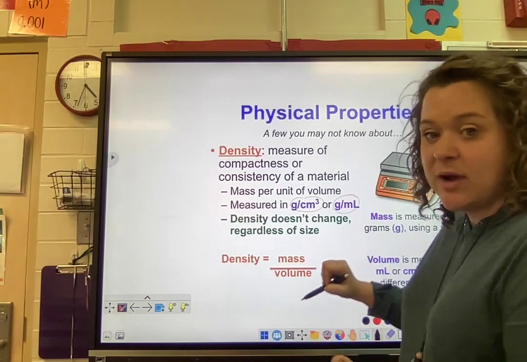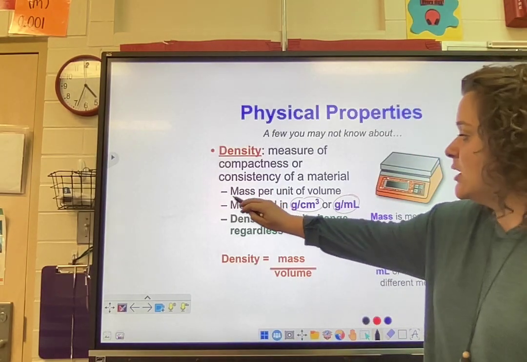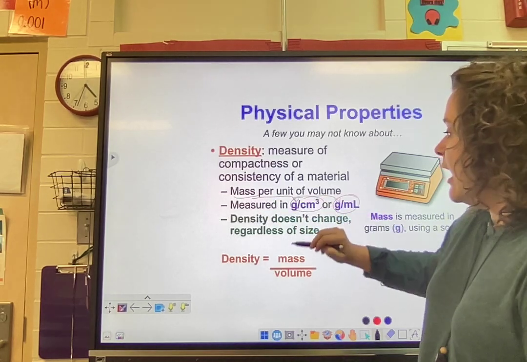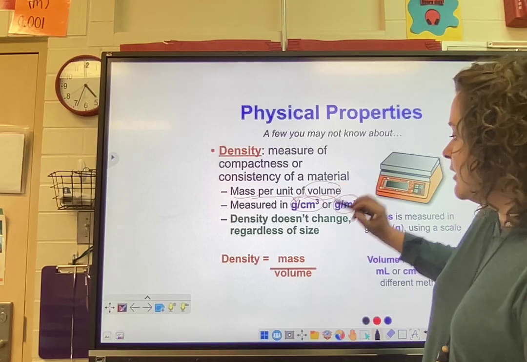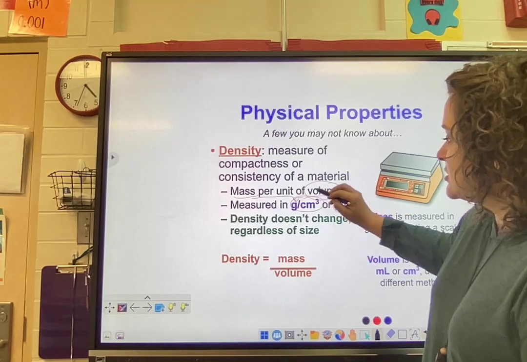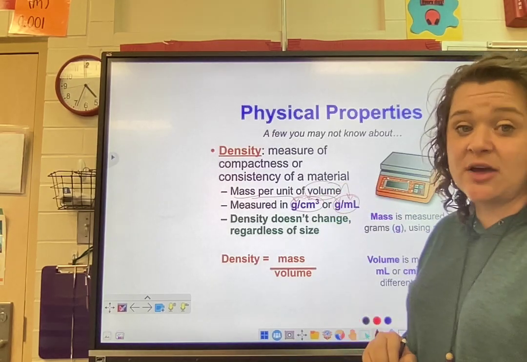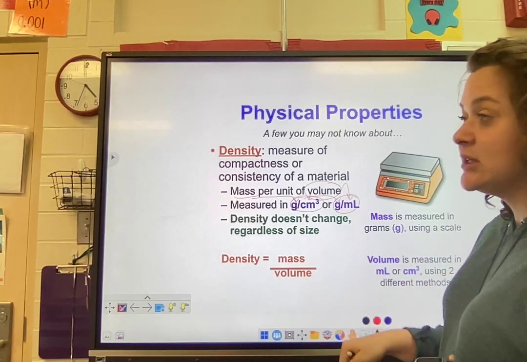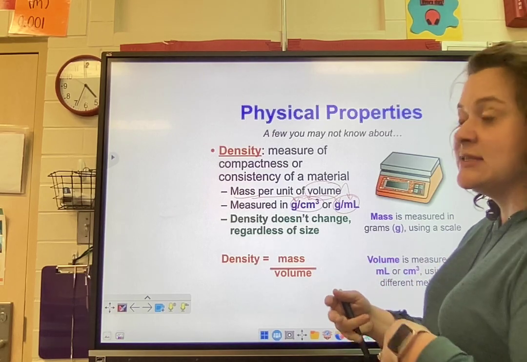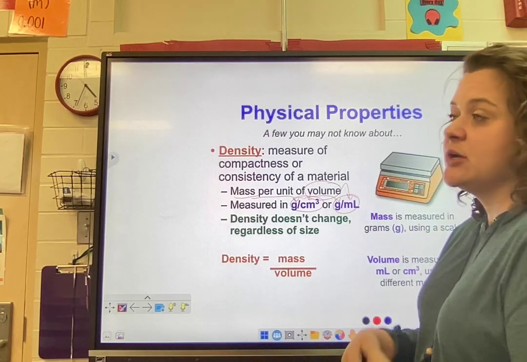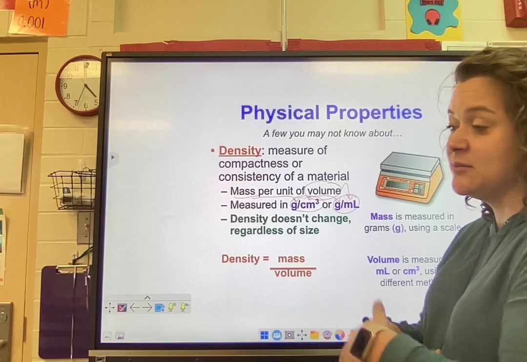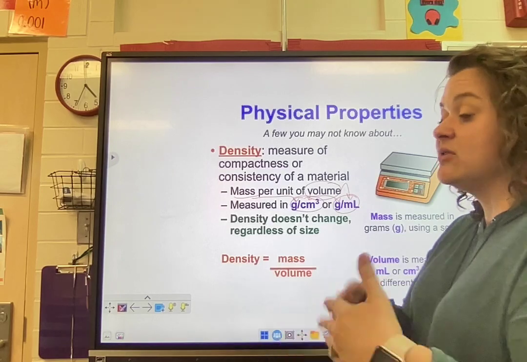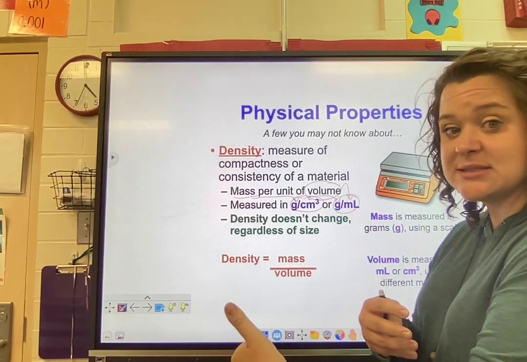And the reason for that is because we have mass, and we know that the unit for mass is grams, and we are also measuring the volume. We know the volume can be measured in milliliters, or centimeters cubed if it's a solid. Density does not change regardless of the size of the object, because it's a physical property. Even if we cut the object in half and it's a completely different size, it doesn't matter, because it's still that property of that substance.